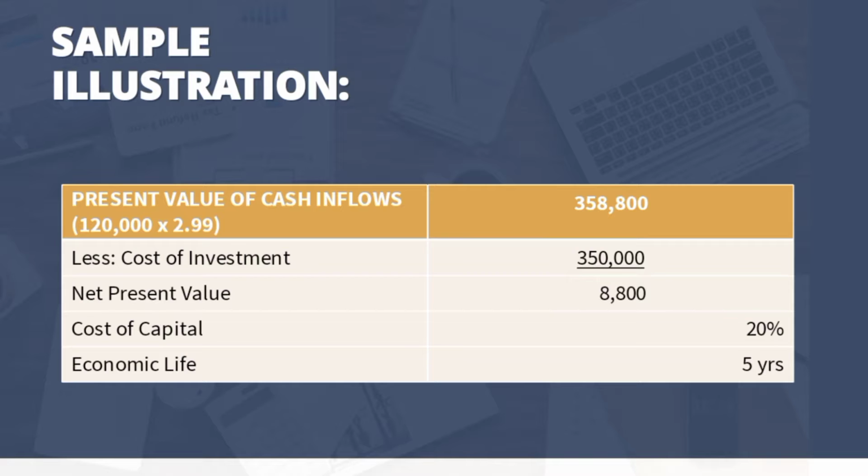The discount rate used in this example is the firm's cost of capital, which is 20%. And obviously, this is not the internal rate of return. When 20% was used, the net present value is not equal to 0, or the present value of cash inflows is not equal to the present value of cash outflows, or the cost of investment. What then is the internal rate of return of this project? Now let's recall that if the internal rate of return is used as a discount rate, the present value of cash inflows will be equal to the cost of investment. So let us try to solve this problem.